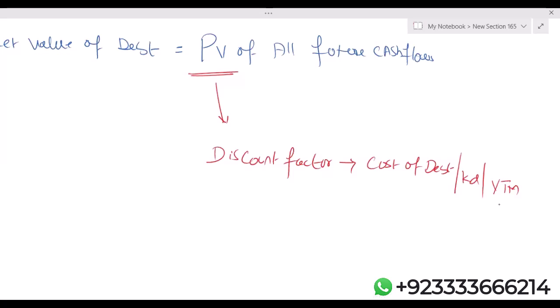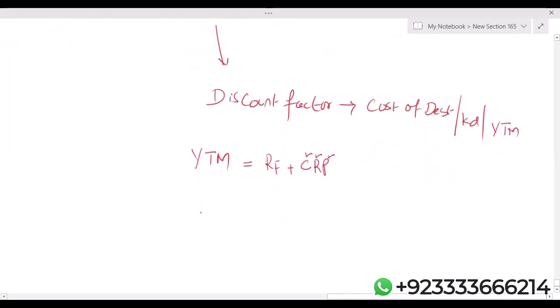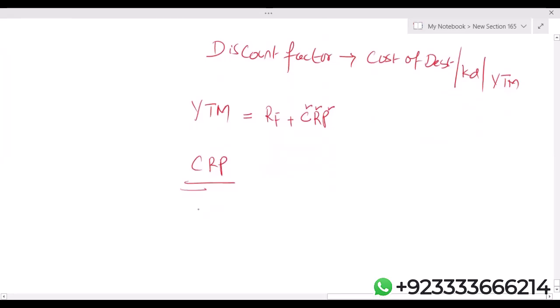And how do we calculate YTM? Number one, I'll see what is the maturity period of your bond. Assuming it is 3 years, I'll check what the government is offering at 3 years. Whatever the government is offering at 3 years will work as RF. Plus we will add CRP, credit risk premium, and CRP will be given to you in the exam. Another name for the credit risk premium is default risk premium.